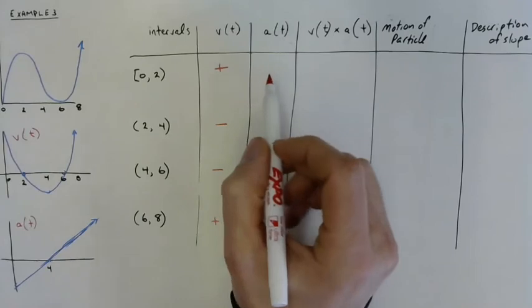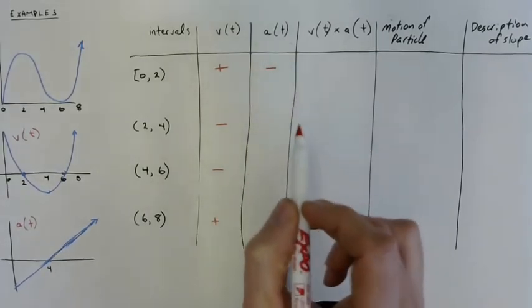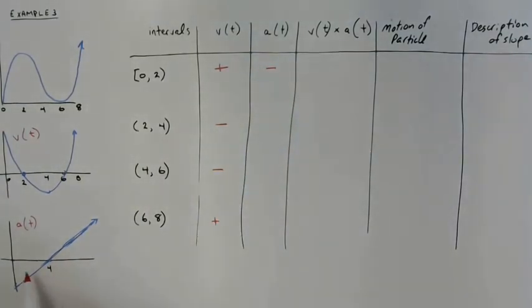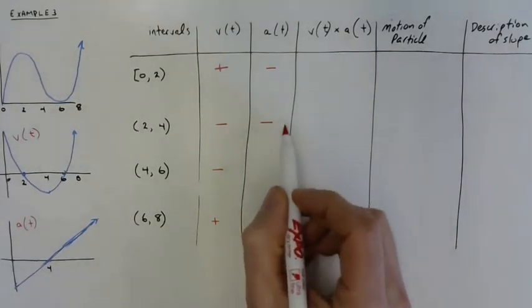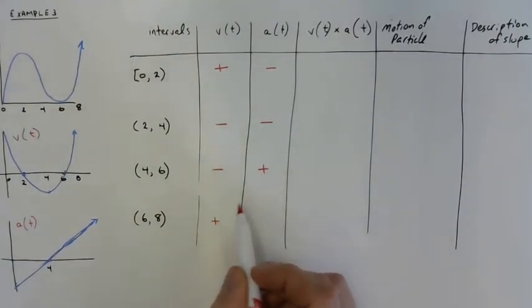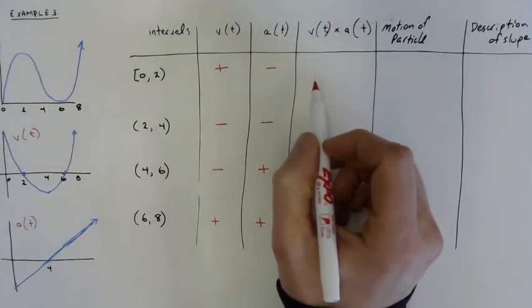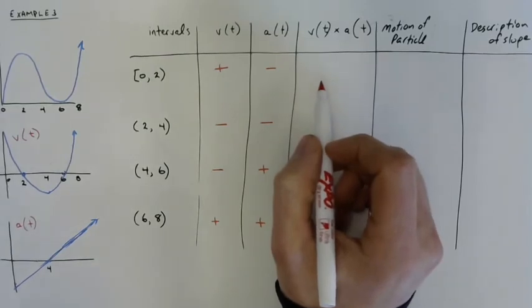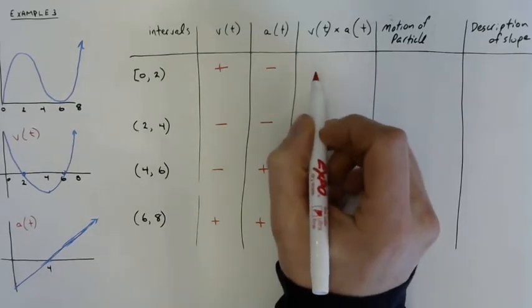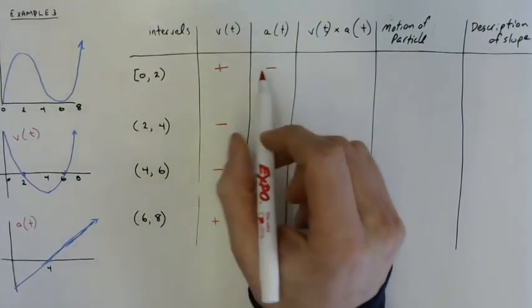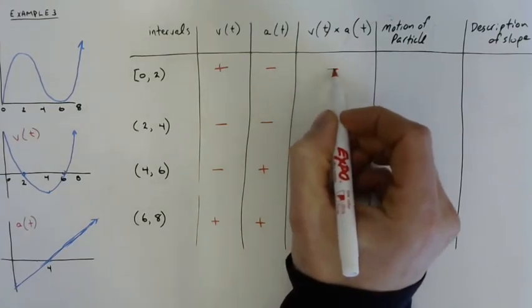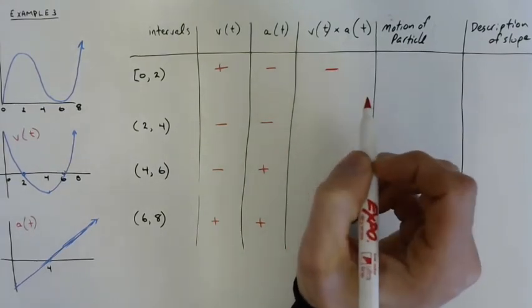All right, looking at acceleration. From 0 to 2, it is positive over here. Oh no, negative. 2 to 4, negative. 4 to 6, positive. 6 to 8, positive. So now we're just looking at how they are interacting with each other, how they work together or against each other. So from 0 to 2, the product of their signs is negative.